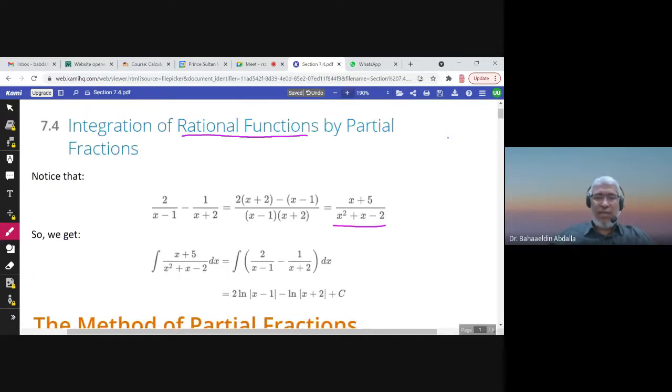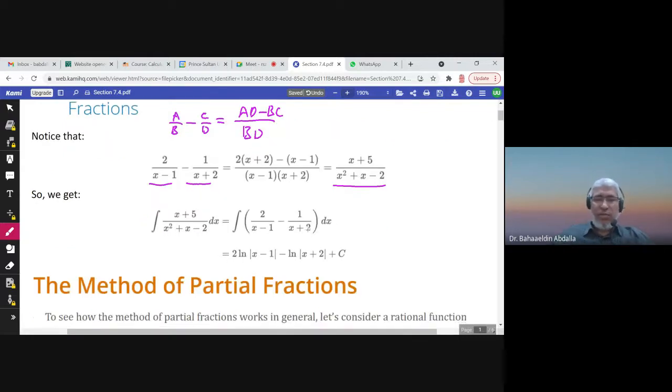If we add these two rational functions using the formula a over b minus c over d equals bd, and here ad minus bc, and we expand to x plus 4 minus x plus 1, we get x plus 5 here. So now, if we want to find the integral of x plus 5 over x squared plus x minus 2, we can write this rational function as partial fractions, as sum of two fractions. We call them partial fractions like this.